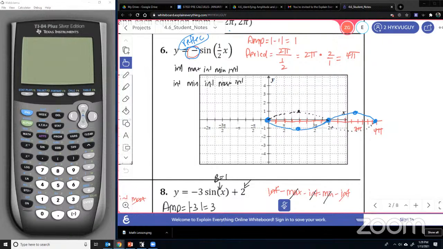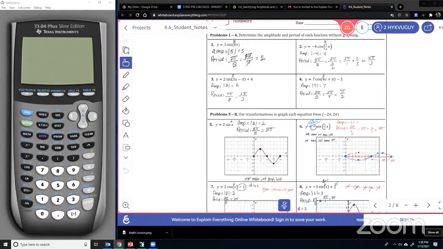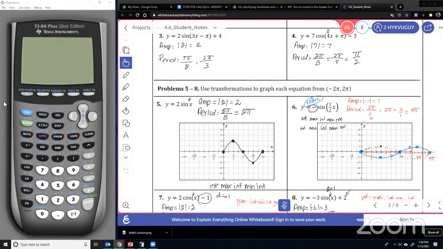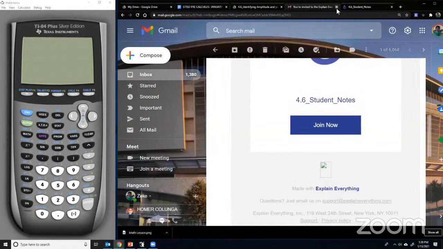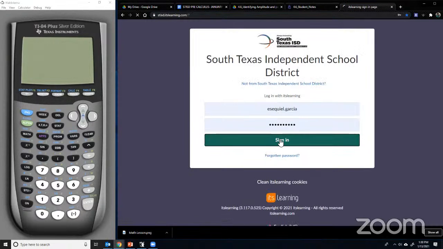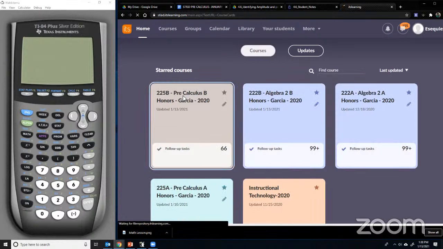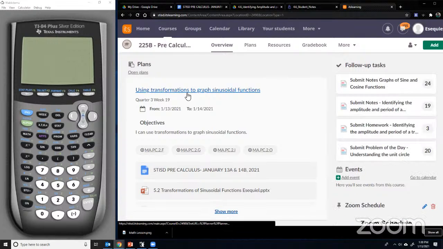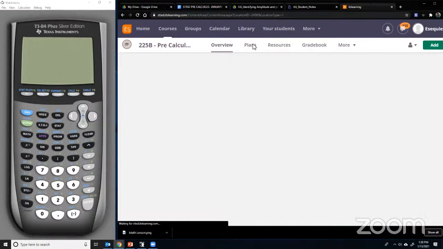Okay. We did the homework together with the help of everybody in class. So now this was the homework 1 through 8. Go ahead and submit the homework in It's Learning. So let me show you where it's at. You go to It's Learning. Go to Pre-Calculus B, because B is for the second semester. This is what we're going to do today. So this is not where you're going to submit. Go to Plans.